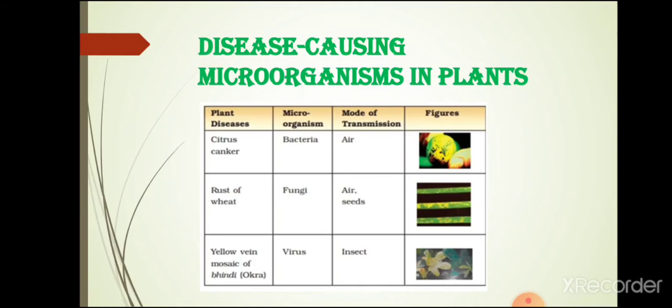First is citrus canker. It is caused by bacteria and the mode of transmission is air. For example, it occurs in orange. Then rust of wheat, it occurs in wheat basically, and it is caused by fungi and the mode of transmission is air and seeds. Then yellow vein mosaic of bhindi or okra, especially in ladyfinger, is caused by a virus and the mode of transmission is insects. These diseases can be controlled by the use of certain chemicals which kill the microbes.